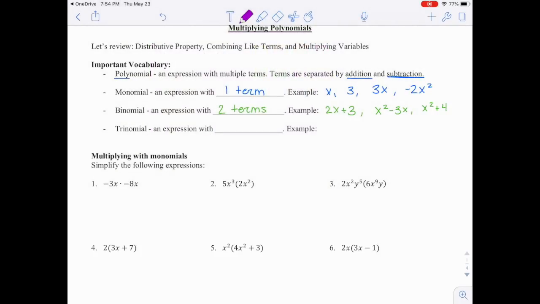Following the sort of pattern, tri means 3, so a trinomial is an expression with 3 terms. And most quadratics are trinomials. They have 3 terms. And it doesn't matter if every sign is addition or if every sign is subtraction. It does not matter if it's a mix, as long as it has 3 terms separated by addition or subtraction.